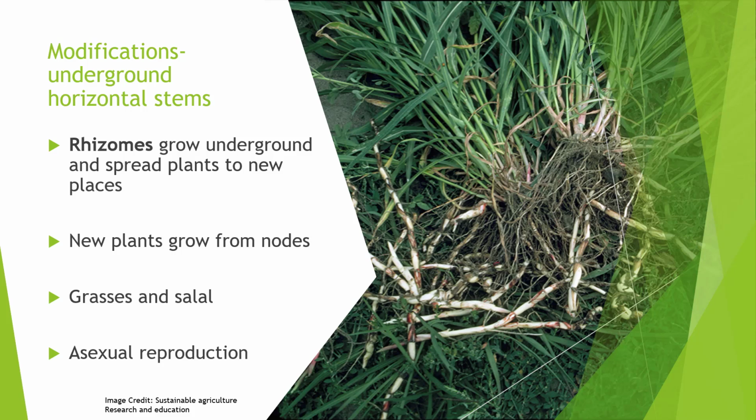Then you have underground horizontal stems. So runners are above ground horizontal stems. Rhizomes are underground horizontal stems that will spread plants to new places. And this is what grasses do. Remember, a grass superpower is being able to regrow quickly after a fire or after being grazed. By putting their stems underground and pushing to the side, they are going to make these new rhizomes, which allow them to grow in new and adjacent areas. This is also true for the plant salal. You may notice I won't recommend putting salal in a garden. That's because it produces rhizomes that can go pretty deep and then come back up in your yard. And again, this is a form of asexual reproduction.